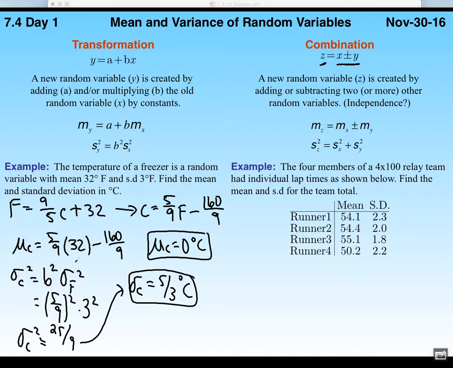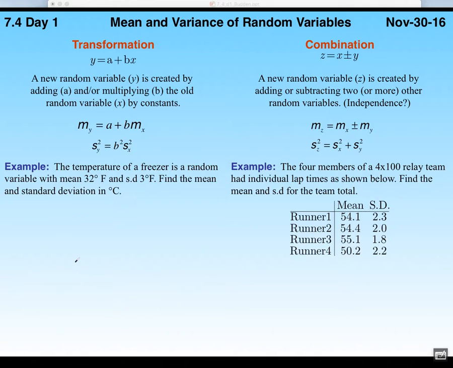So the example that we have says 4 members of a 4x100 relay team had individual lap times as shown below. Find the mean and standard deviation for the team total. So first thing is I want you to write a formula. So I'm going to do it over here so that I have more room. But I'm looking for the team total. Team total is going to be runner 1, add runner 2, add runner 3, add runner 4. The mean of the team, I just add the means of all the runners.